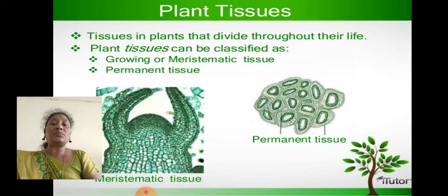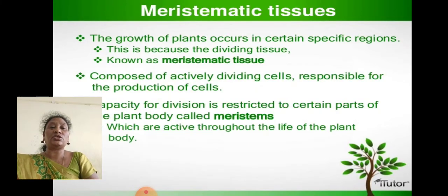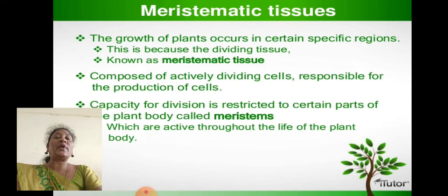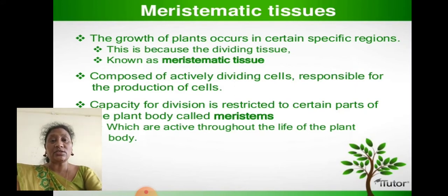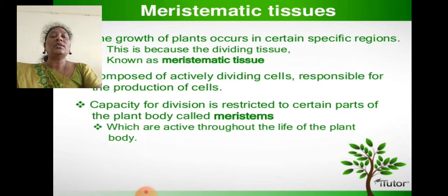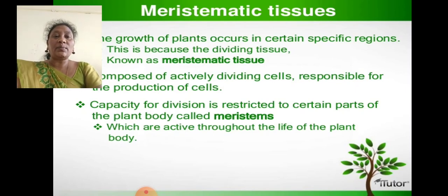Another name for meristematic tissue is growing tissue. The growth of the plant occurs in certain specific regions of the plant. This is because they have dividing tissues in different specific regions. These dividing tissues are known as meristematic tissue. These meristematic tissues are composed of actively dividing cells and are responsible for the production of many cells. They have the capacity of division restricted to certain parts of the plant body. These are called meristems.